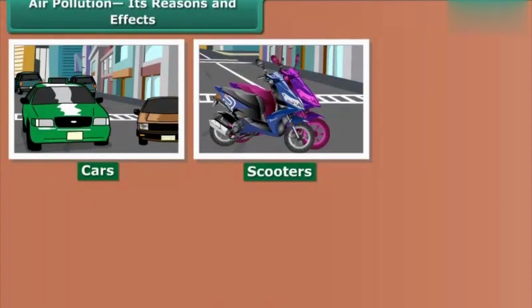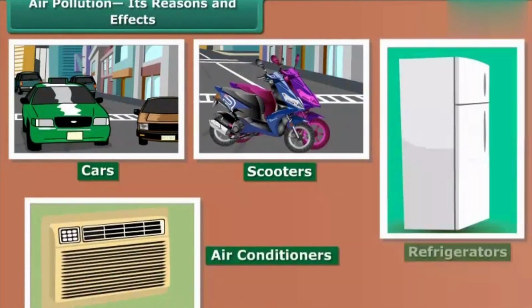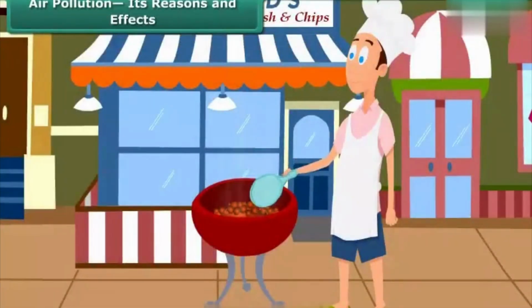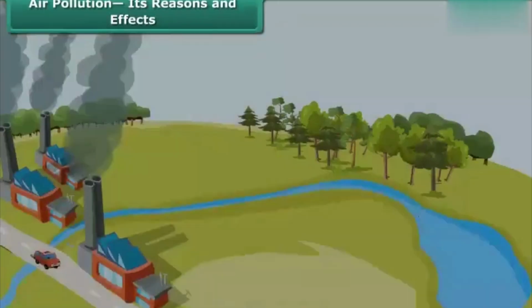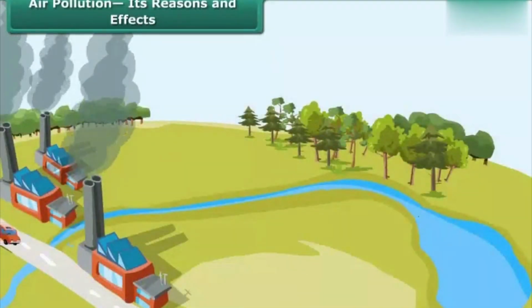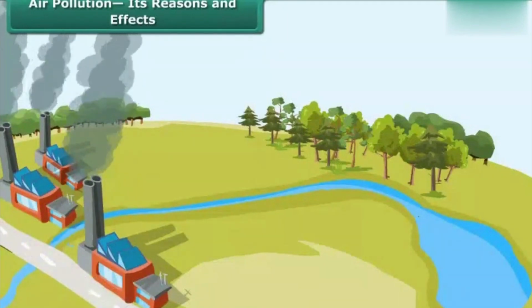Cars, scooters, air conditioners, refrigerators, and many other things release harmful gases that pollute air. The enormous amount of carbon dioxide formed during burning of coal also pollutes air. The substances that cause air pollution are called pollutants. Mainly, air pollutants are the gases discharged from industry and motor vehicles.